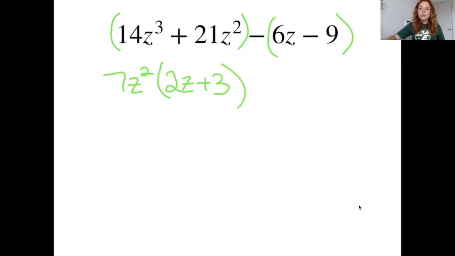And that's your goal, that you don't have any z's left in that binomial. Occasionally there will be, but rarely, especially not that much in Algebra 1. All right, so moving on to the second group.